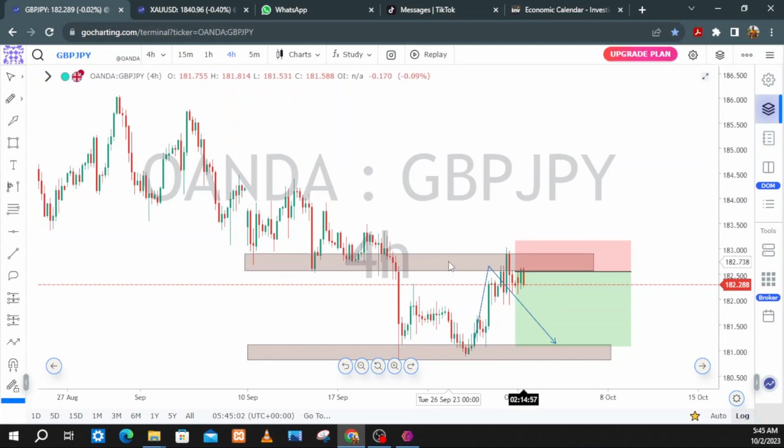Is that okay? There is enough space here. If you look at this area, it hasn't tested this zone for a very long time. So it is a good signal that the market is likely to drop further.